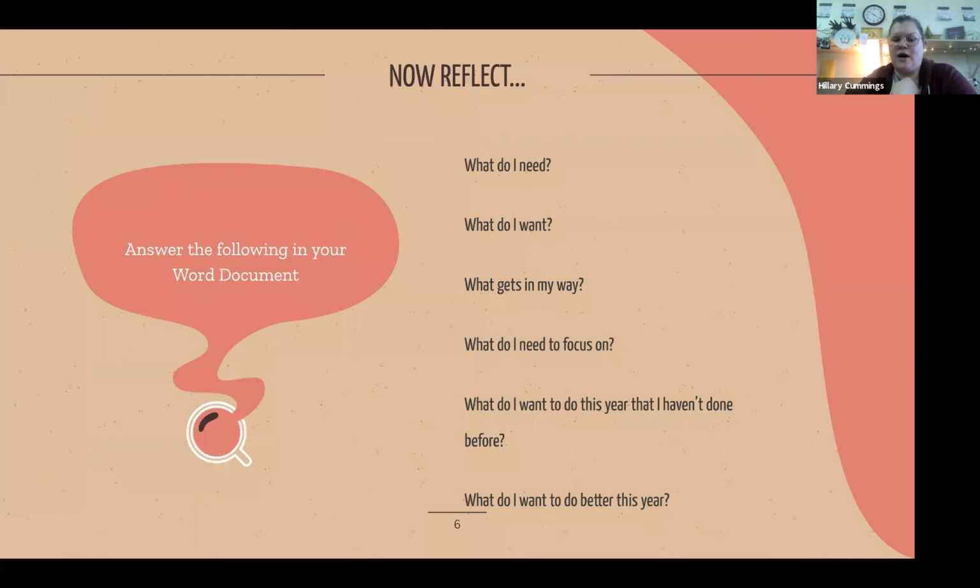What are you hoping to accomplish? What things are getting in your way? What are your obstacles? So maybe you say, hey, I need money and I really want a job. That's one of my goals for 2021. But what's getting in my way is that my parents say I have to have a certain GPA in order to make that happen. And so what do I need to focus on? I need to focus on school in order to make this happen.